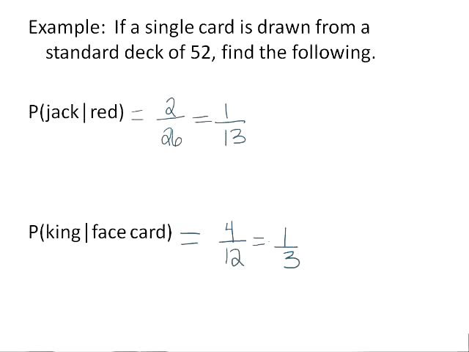Now notice how on both of these examples I completed the denominator first. That's the part that's given. And then I completed the numerator, the overlap between the two events.